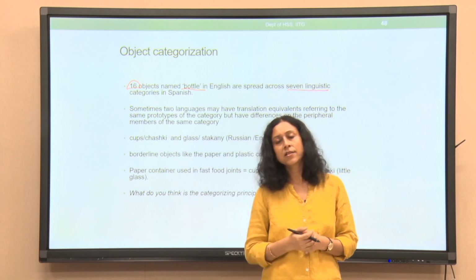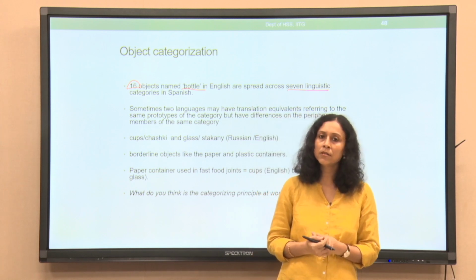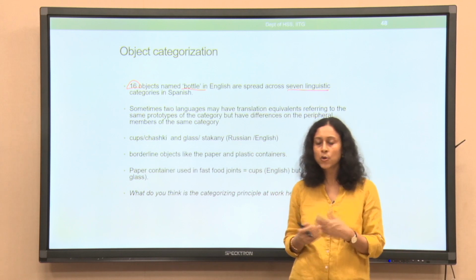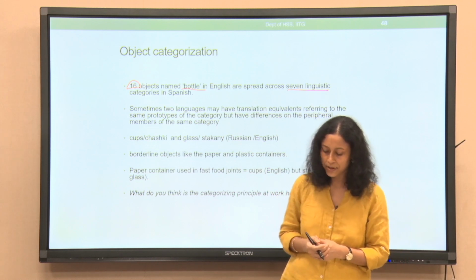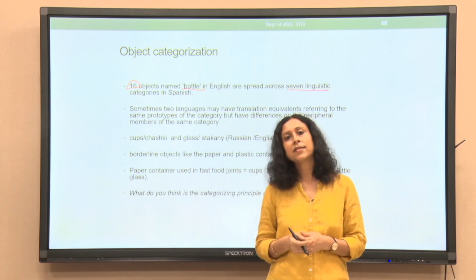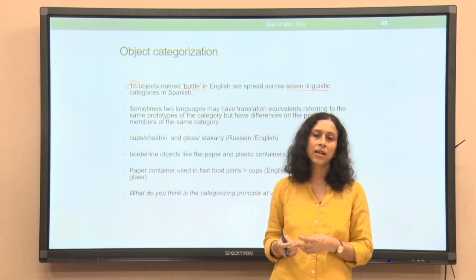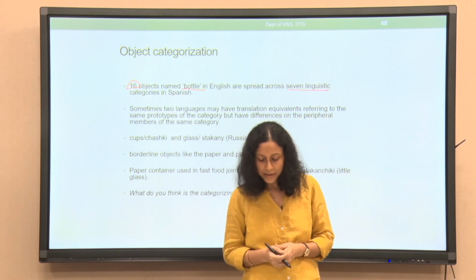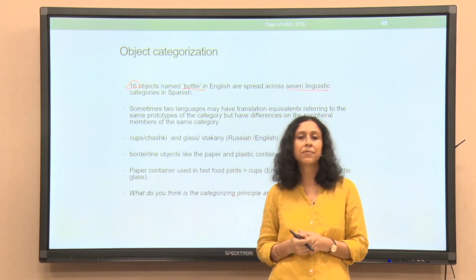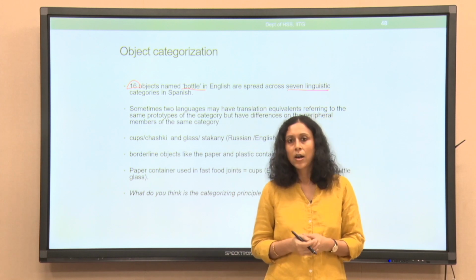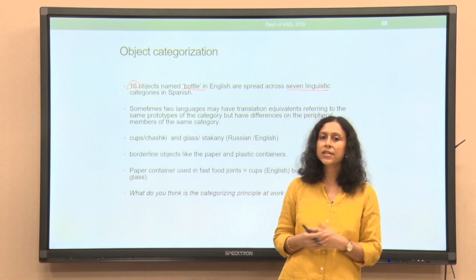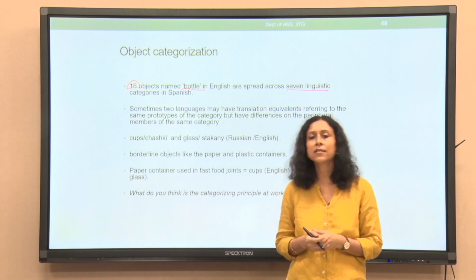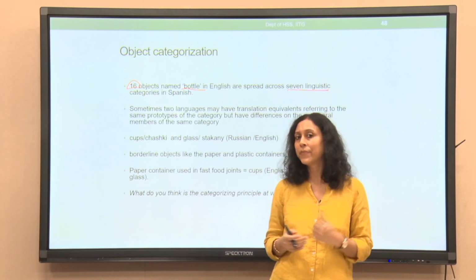In Spanish it depends on the material of the bottle, the purpose for which it is used, and so on. So, that is how you have different names. Distinguishing factors may be material, usage, context, people, and many things. Sometimes 2 languages may have translation equivalence, sometimes they do not. What makes it interesting is that in case of translation equivalence, sometimes the agreement is there in terms of the prototypes of that category.